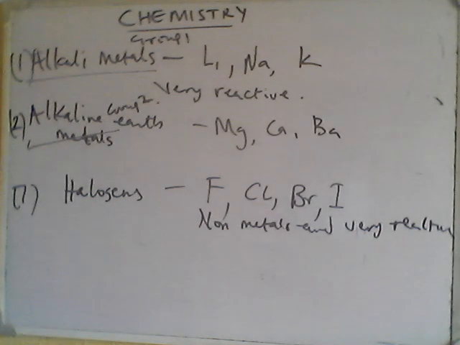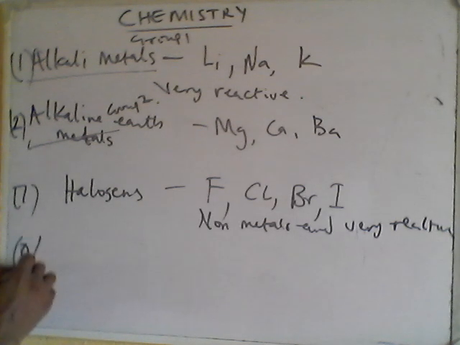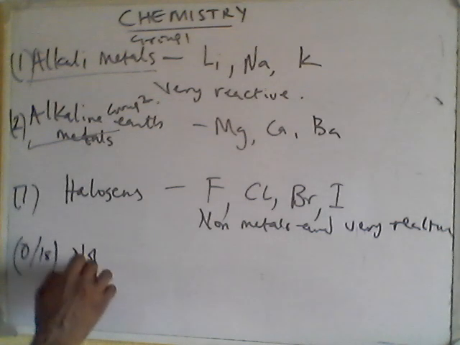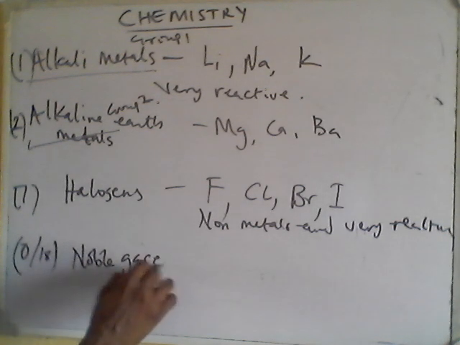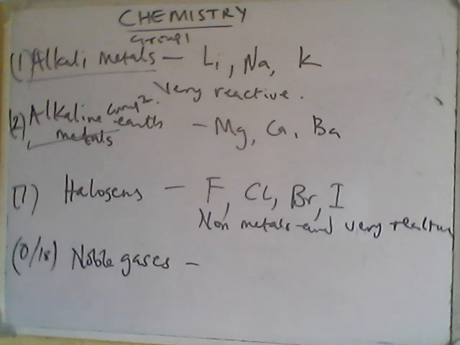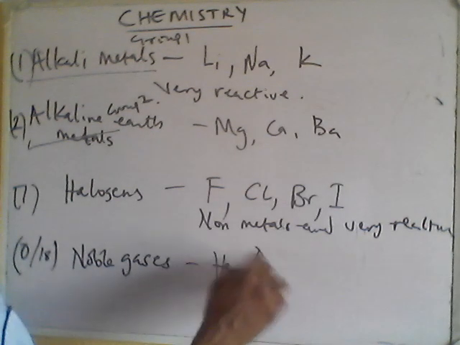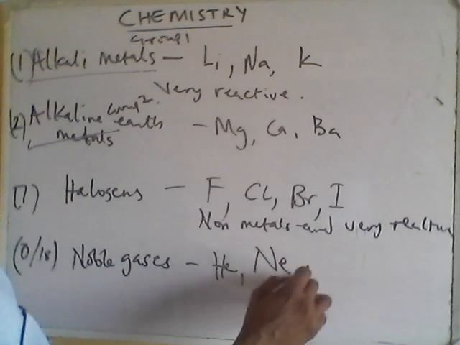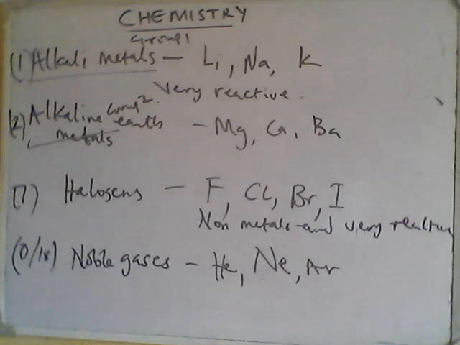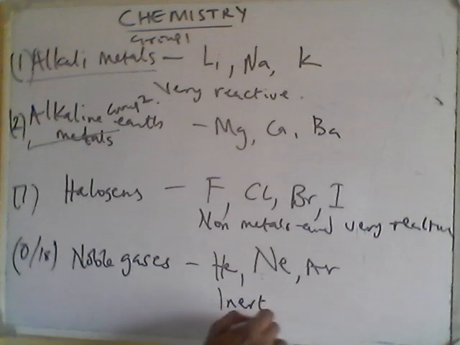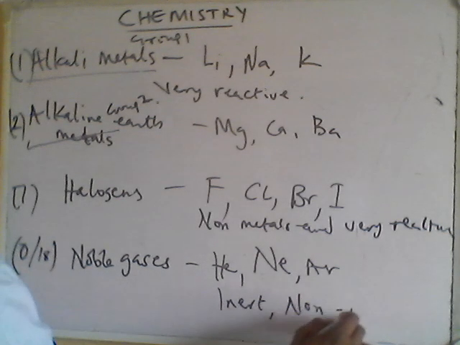The last one is the noble gases. You can call it group 0 or group 18, any one you want to call it. Noble gases. An example of a noble gas is helium. Helium is a noble gas. Argon, neon, they are all noble gases. They are inerts. Inerts is non-reactive, very non-reactive.